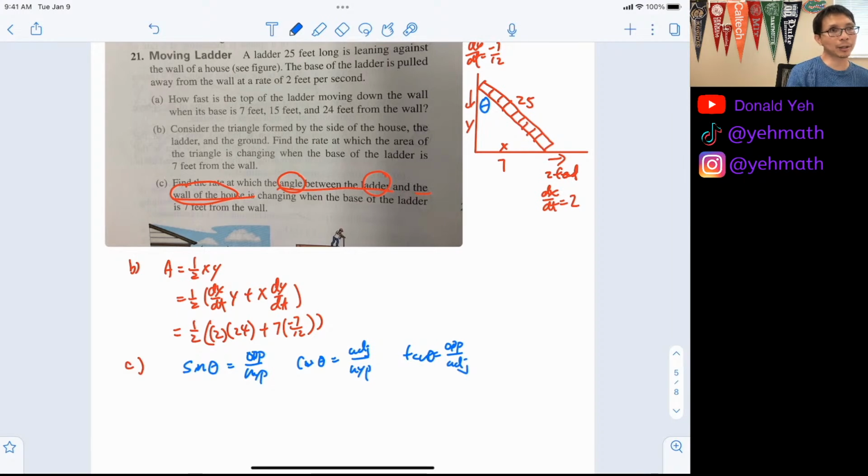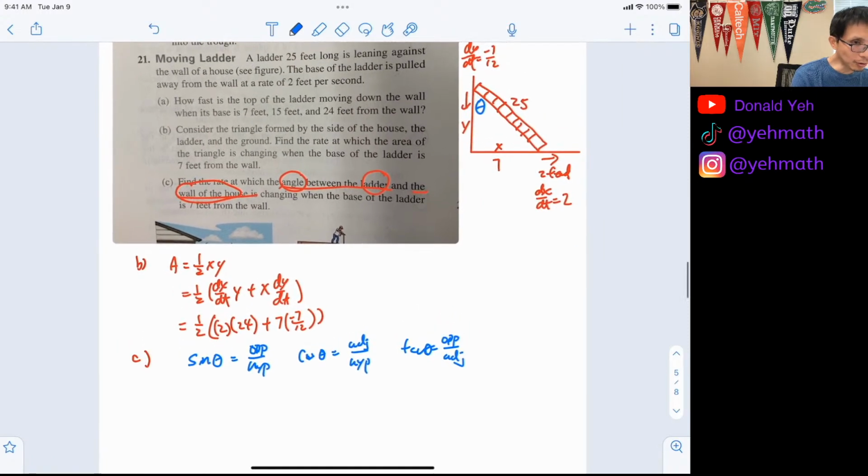The second best choice is actually cosine θ. It can be done. The problem with cosine θ, I'm going to show you, is that it's more risky. And we talk about why it's more risky. Because the dy/dt you get is from part A. What if you evaluate dy/dt wrong? Then you're not going to get a correct answer. So you have to pay attention to that dy/dt. So I would prefer to use dx/dt, that's just me.